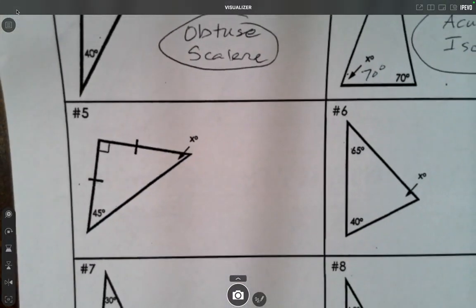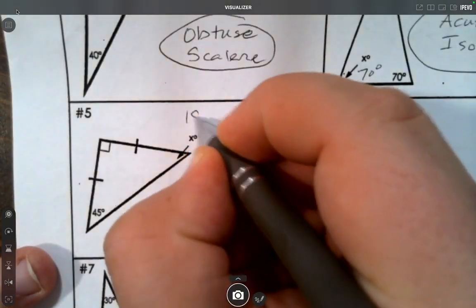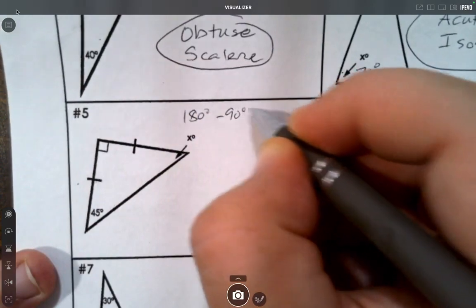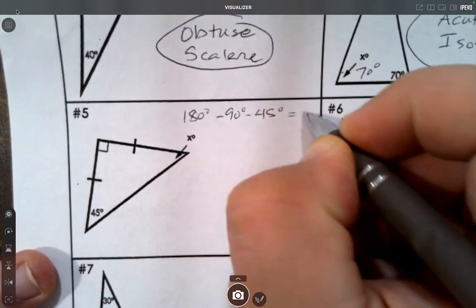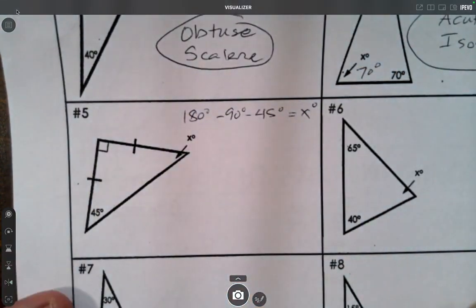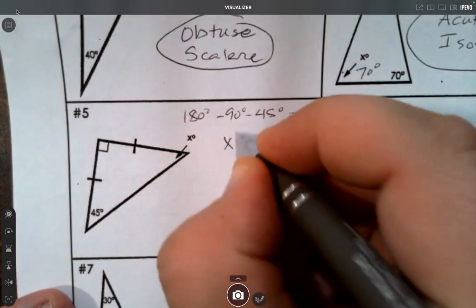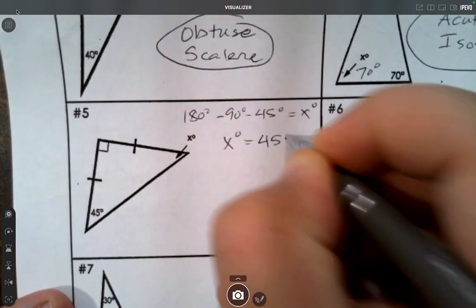Number 5, I'm going to use the same trick. I'll do 180 minus the 90 I see here, minus the 45 I see here, to figure out my missing angle. Now this is pretty easy calculator work, so I'm just going to tell you that x is going to be equal to 45 degrees.